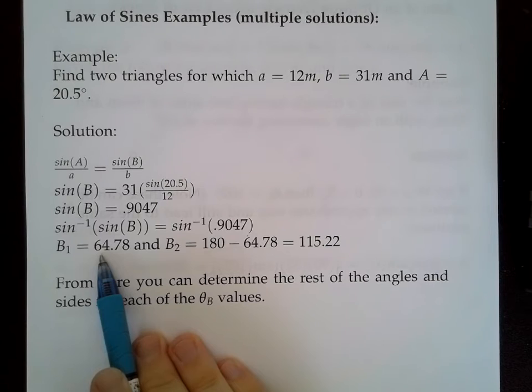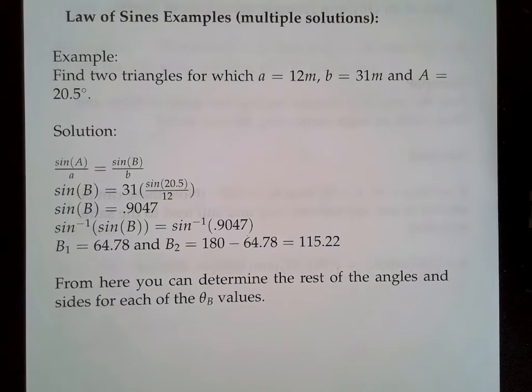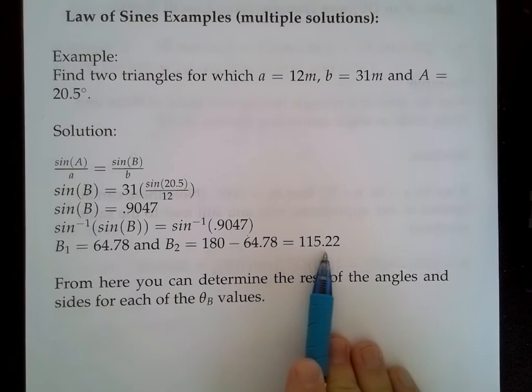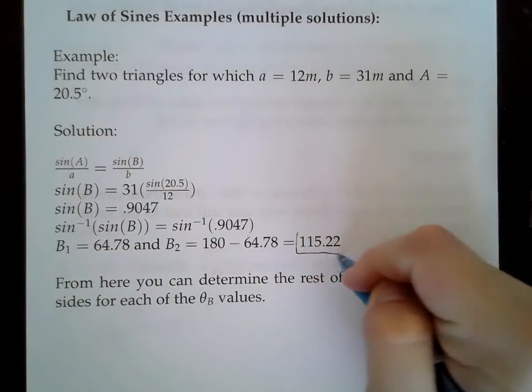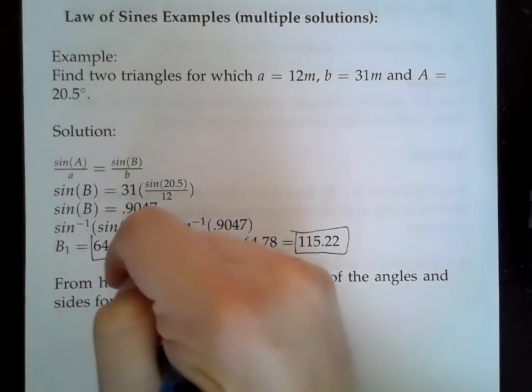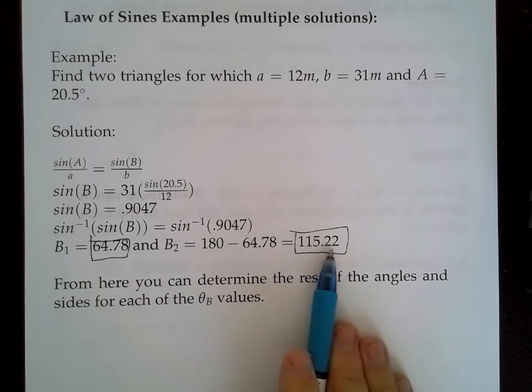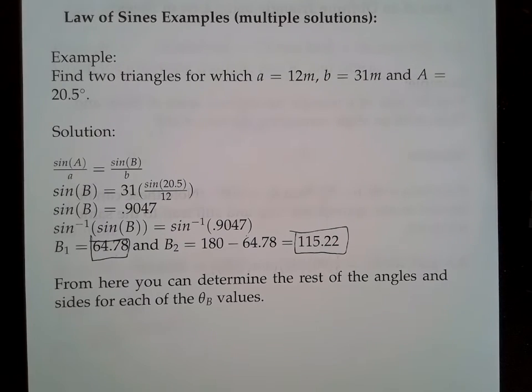Because remember, as long as we have something that is less than 180 degrees, I believe it's actually less than 90 degrees, we're going to be able to subtract this and get another value. So in this case, I'm going to have both B1 and B2 that could possibly form triangles. From here, I'm going to determine the rest of the angles and sides for each one of these. In fact, each one of these is going to lead to its own unique, distinct triangle.